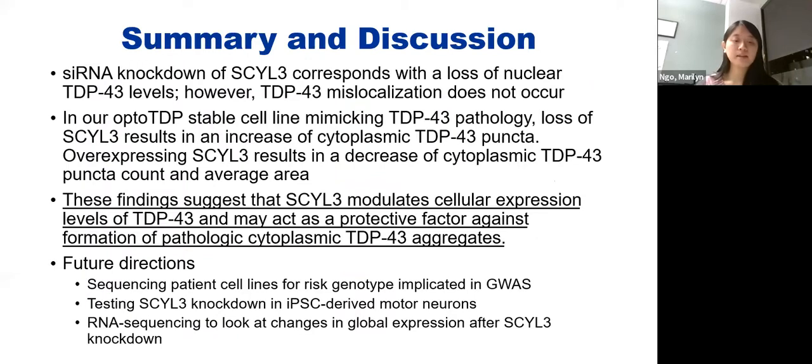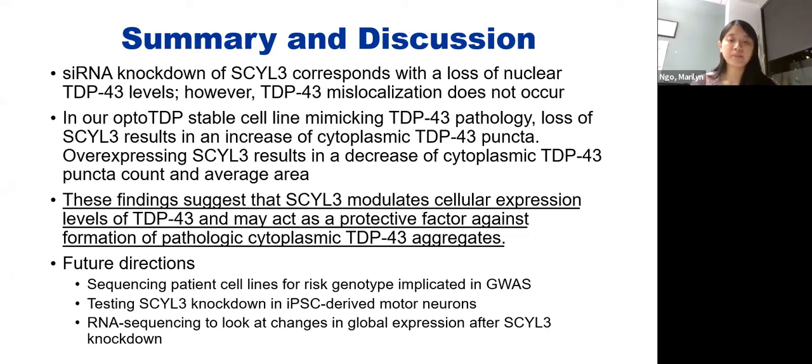And so to summarize, we are running functional analysis of SCYL3 based on a GWAS study performed by Dr. Koffler. siRNA knockdown of SCYL3 shows that there is a loss of nuclear TDP43 levels. However, it does not appear that mislocalization of TDP43 occurs under these conditions. Furthermore, using our opto-TDP43 cellular model that mimics the pathology, we were able to demonstrate that loss of SCYL3 results in an increase of cytoplasmic TDP43 puncta and increase of severity compared to the control siRNA.